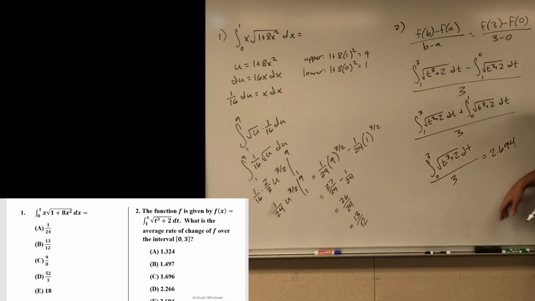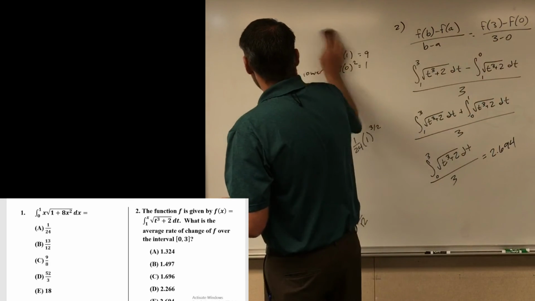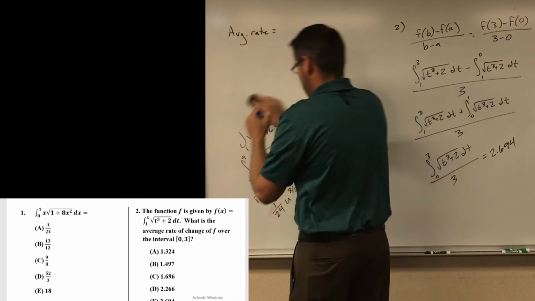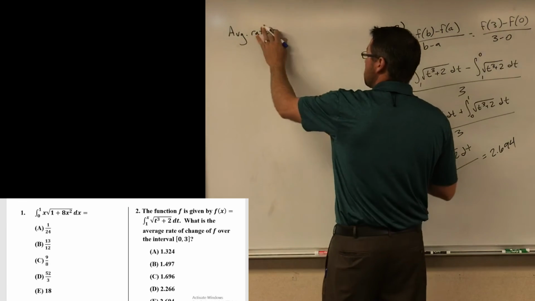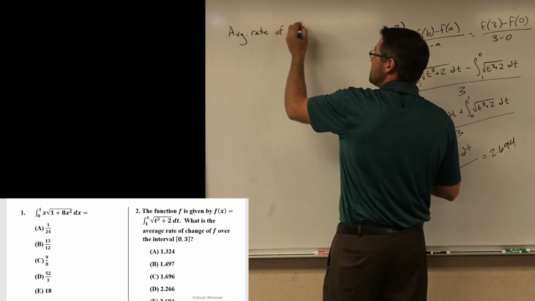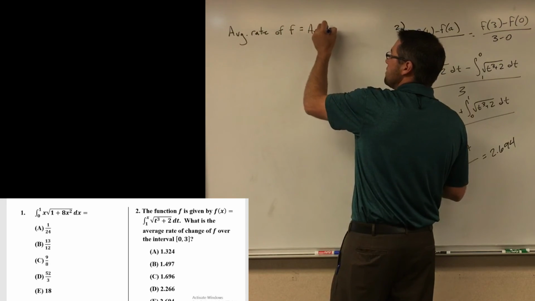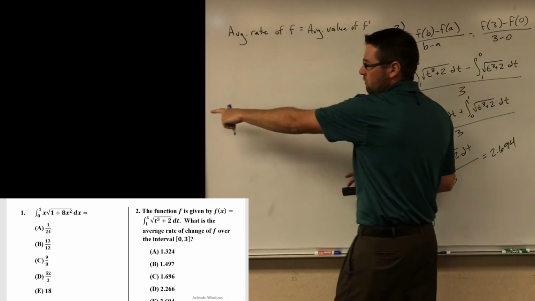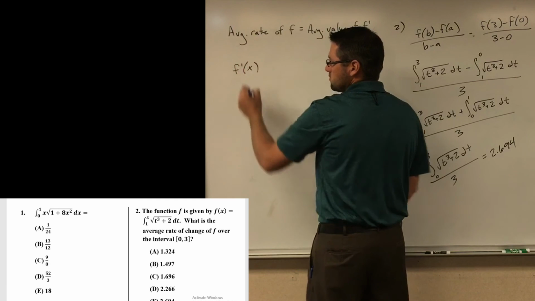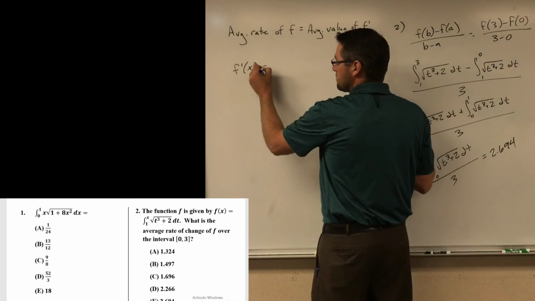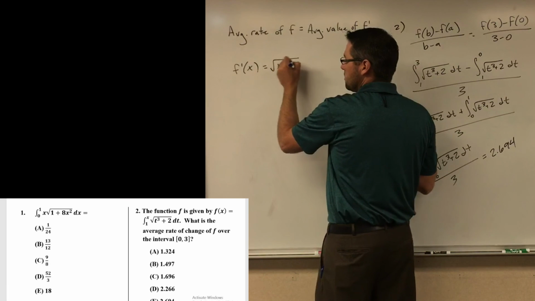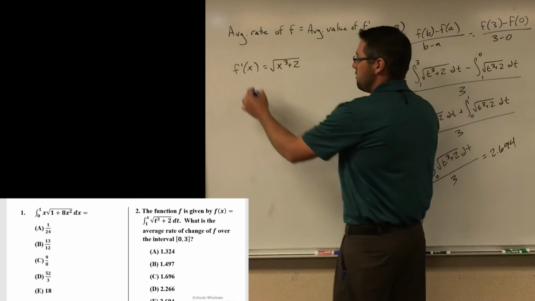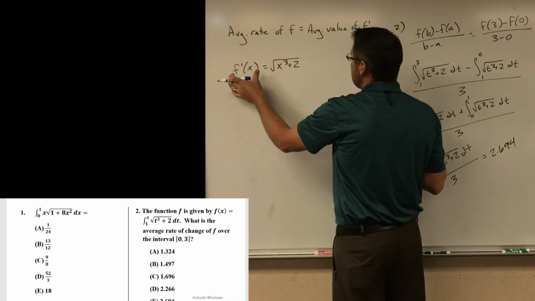Okay. Again, we've talked about this. If I want average rate, that is the same as saying what? The average rate of f is the same as the average value of f prime. Right? So if I want f prime, what's f prime here? Square root of x cubed plus 2, right? Because we take the derivative of the integral, it cancels out. So now we want the average value of this. So the average rate is the average value of f prime.